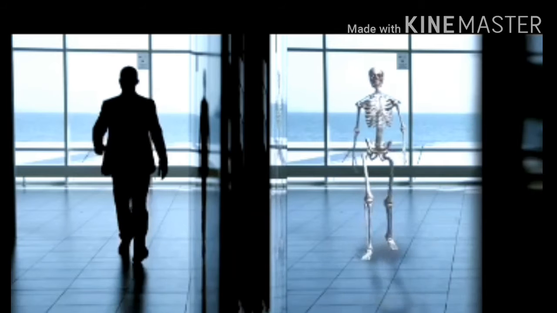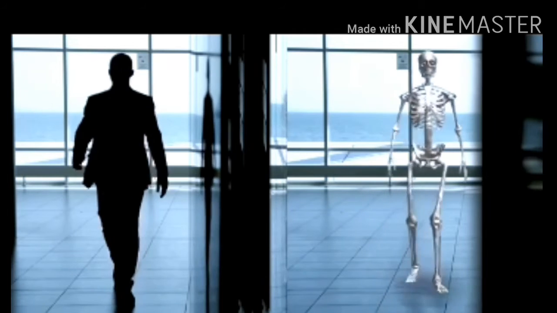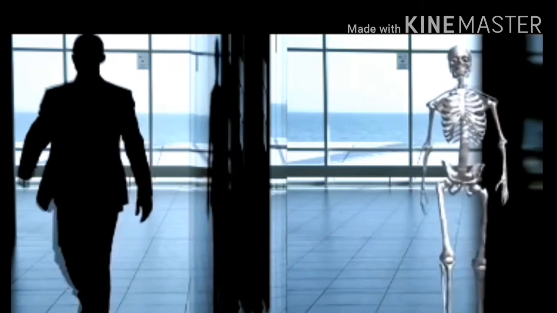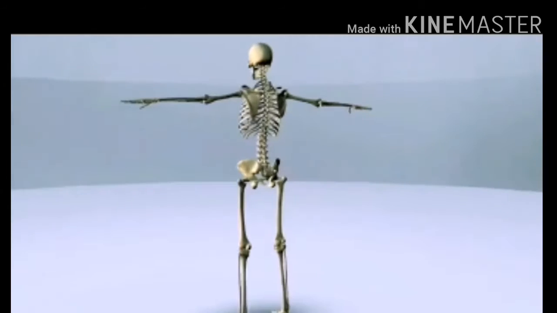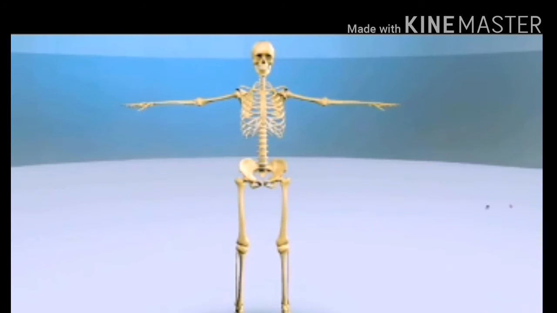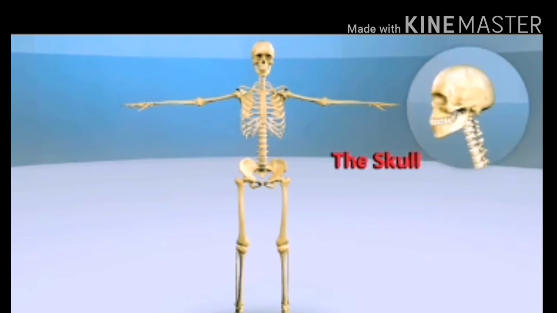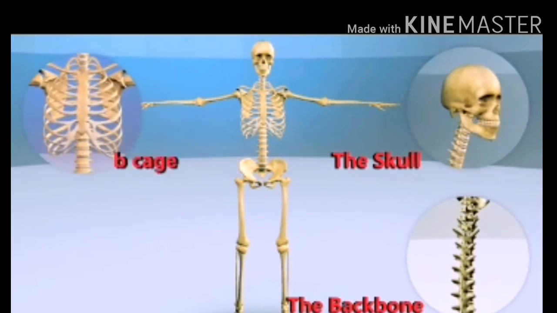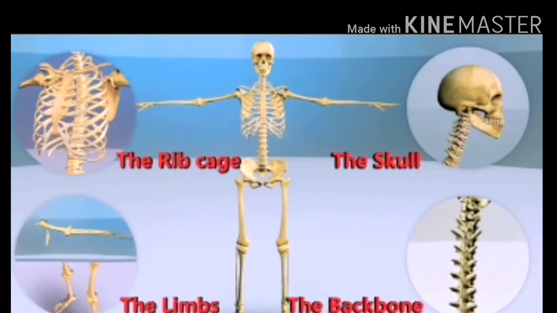A body without a skeleton will appear like a jelly that has no shape of its own. Not only does the skeleton give shape and support, it also helps in the movement of various parts of the body. Now that we know the importance of the skeleton, let us look at some of the parts of the skeleton. The skeleton comprises four main parts: the skull, the backbone, the rib cage, and the limbs.